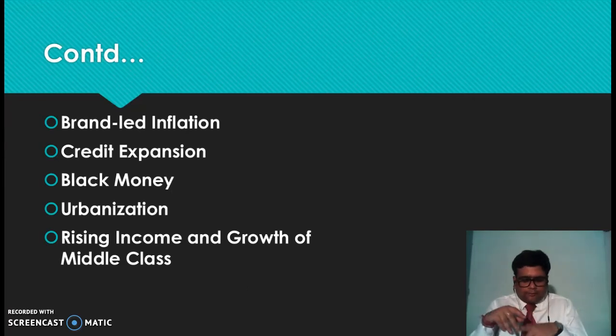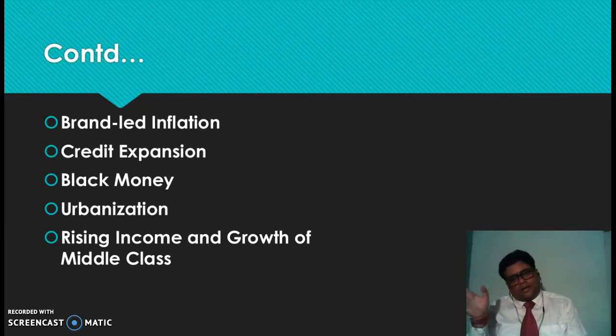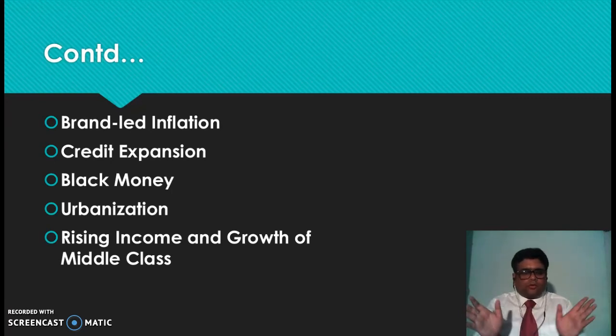Then comes black money. Unaccounted money means black money. That money on which there is no payment of taxes and which is not accounted for, that economy is known as the black economy, or also the parallel economy.